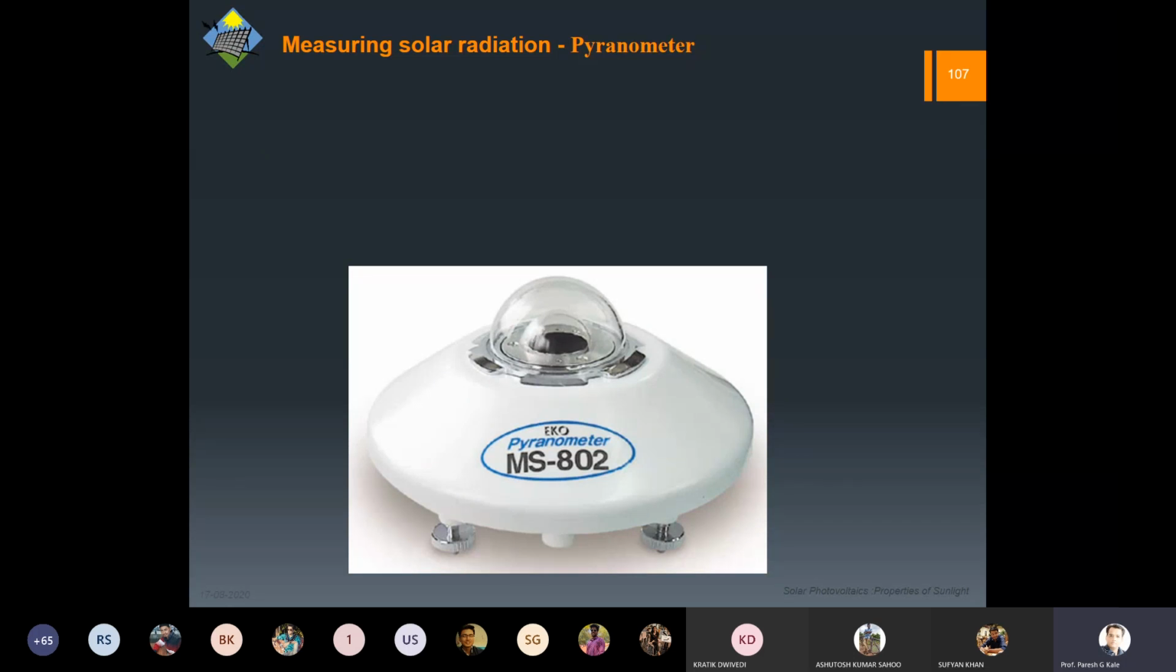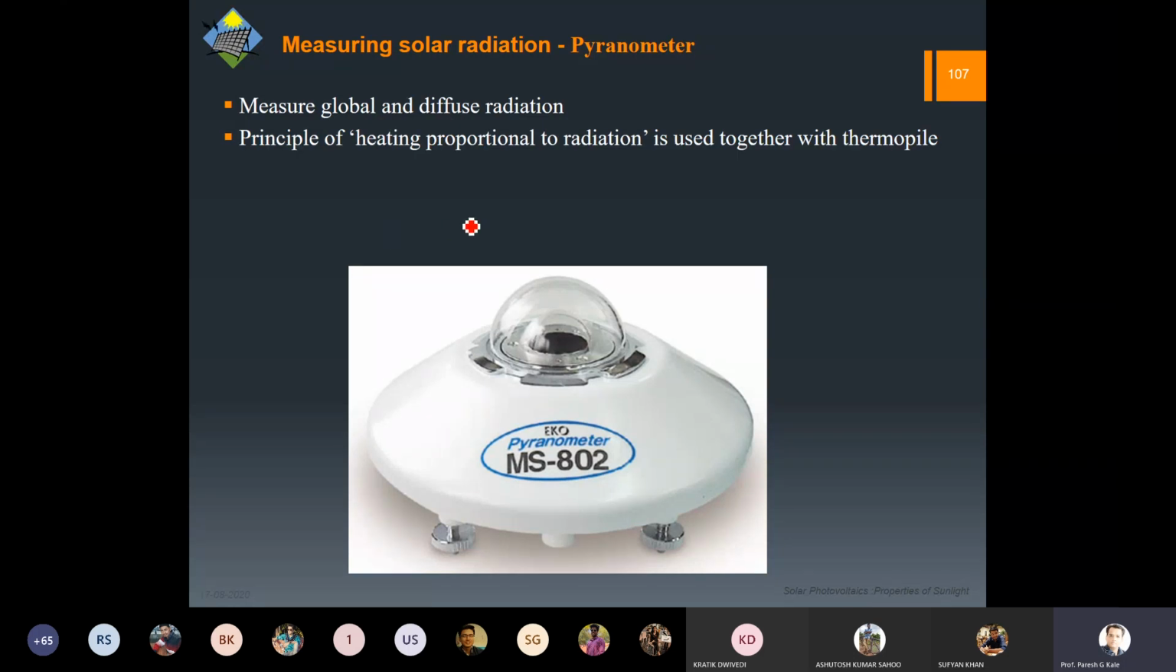So for this measurement of solar radiation, we have got two devices. First one is the pyranometer. This measures the global as well as the diffuse radiation. How exactly, we will be talking about that. The other device would be the pyrheliometer. I will come to that quickly, and this will be the end of the lecture.